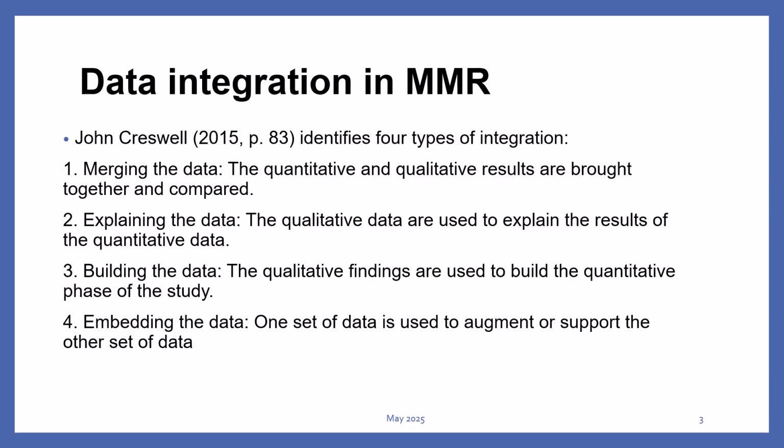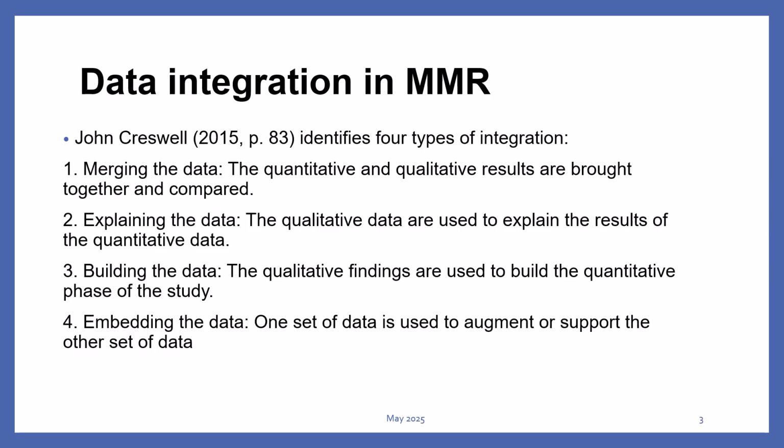According to John Creswell, there are four types of data integration in mixed method research. Firstly, we have merging the data, explaining the data, building the data, and embedding the data. You will become familiar with all of these while we are discussing various types of mixed method research design. For example, merging the data means the quantitative and the qualitative results are brought together and compared to each other.